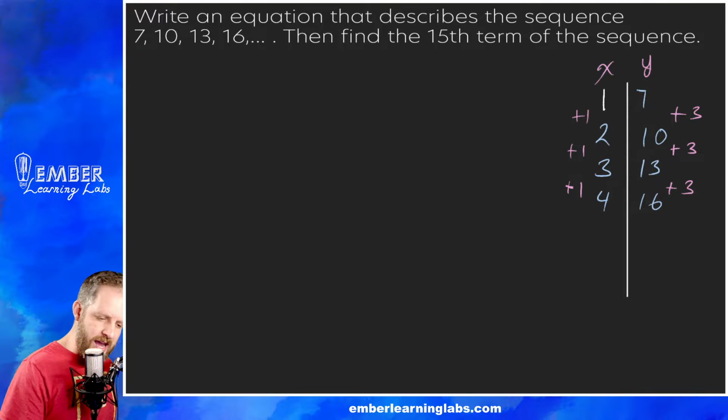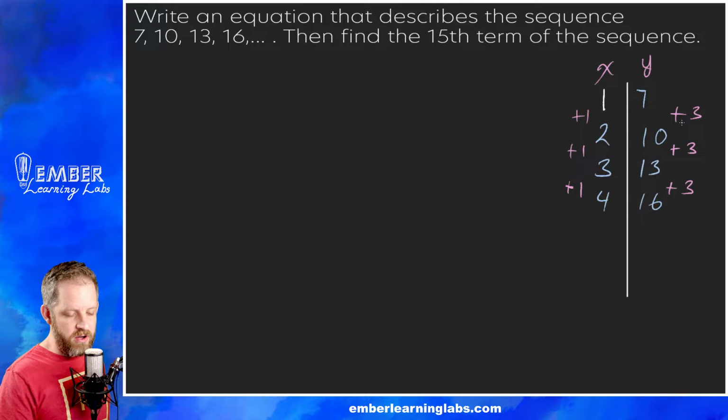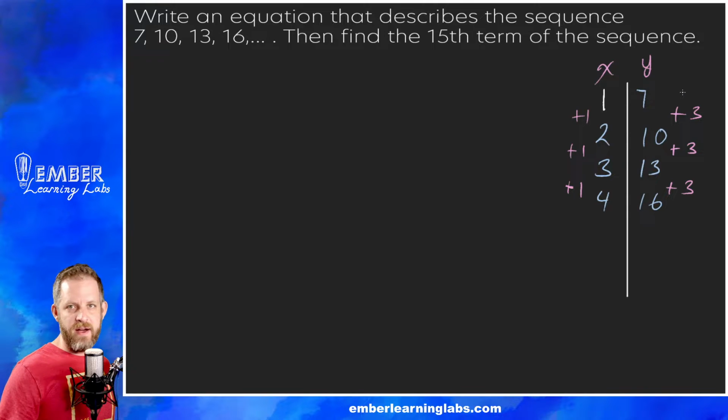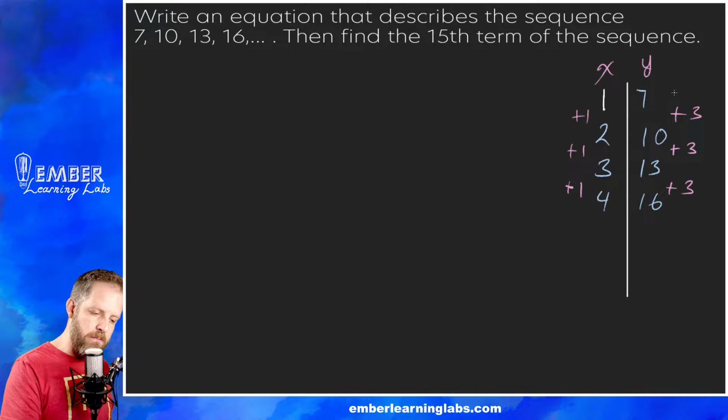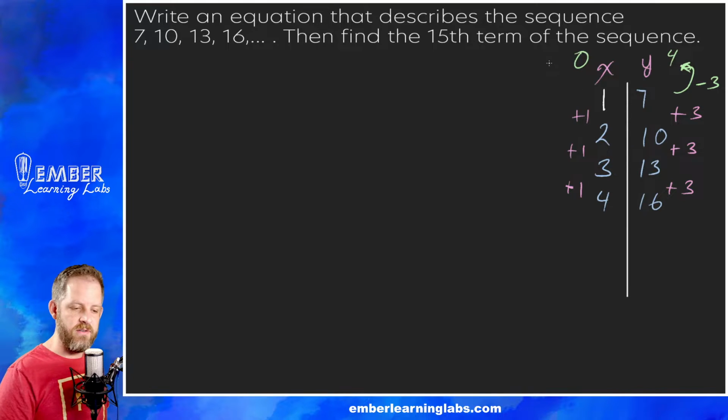So this is a piece of our puzzle. The other piece of our puzzle is we need to find the 0 term. We've got the first, second, third, and fourth terms, but we need the 0 term. To find it, we go back up 1, so we subtract 3 instead of adding 3. We end up with 4, and then 0 over here.